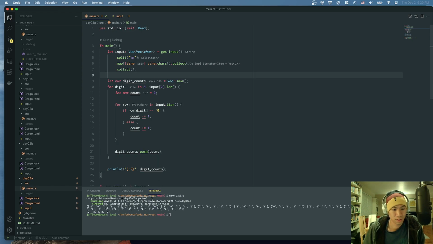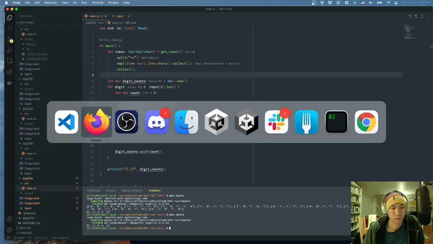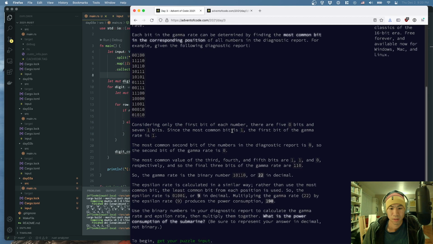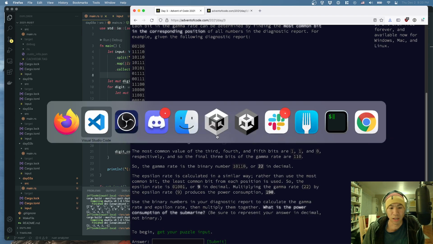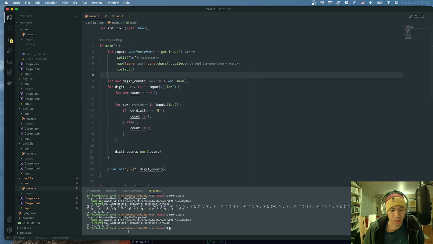Let's get rid of this. We have 2 and -2. So there are 5 0 bits and 7 1 bits. So that's 7 minus 5, which is 2. For the second digit, the most common second bit is 0, which means that our count should be negative. So this is mostly lining up with our expectations if we base it off of those first 2, which is a small sample size, but I think we've done this correctly.